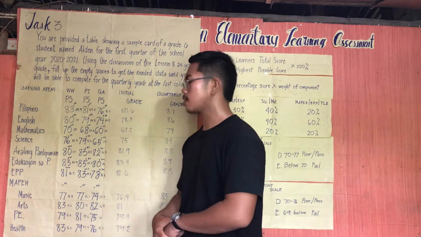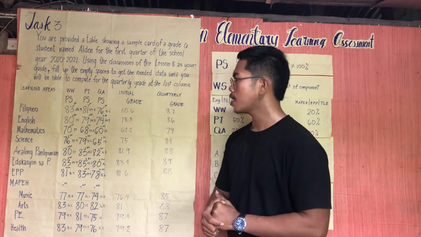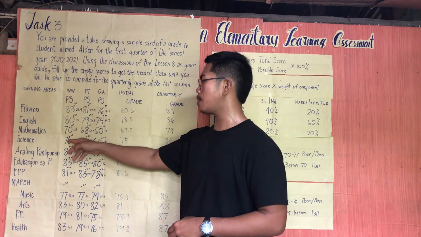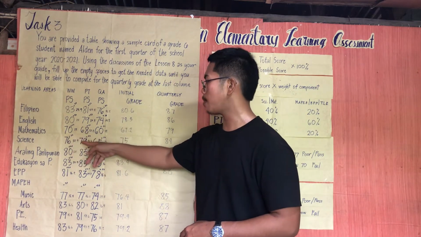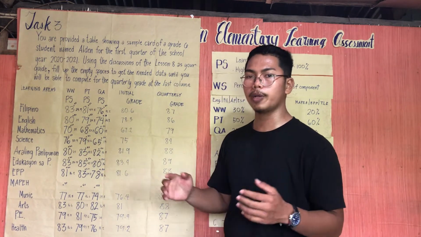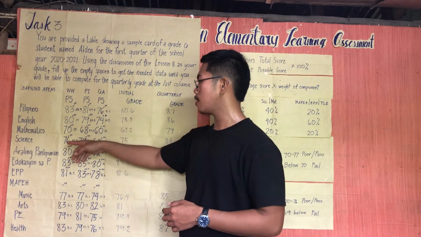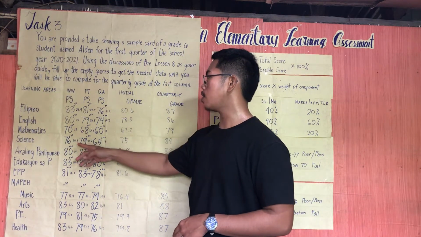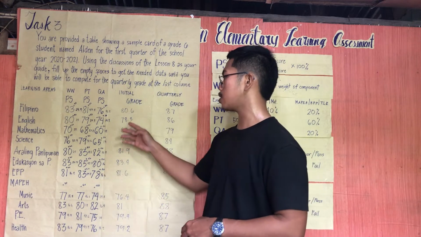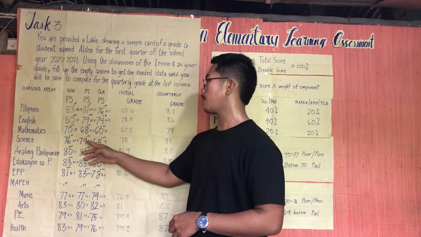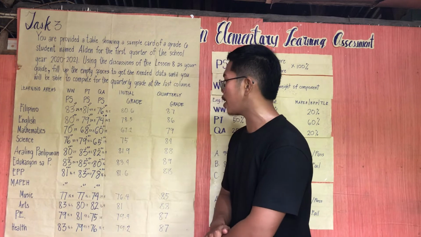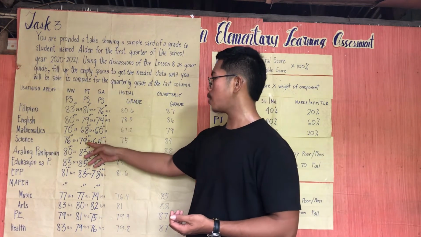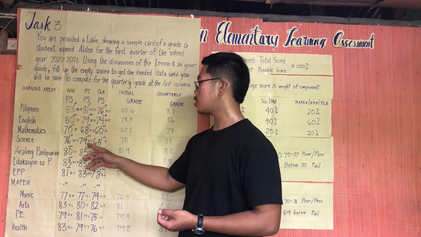Okay, for the another subject, science, the given percentage score for the written works is 76, and we multiply it by 40 because it is the corresponding weight of component of the subject science. 76 times 40 is equals to 30.4. And also for the performance task, the given percentage score is 79, and we will multiply it by 40 because it is the corresponding weight of component of science, and we came up with 31.6.